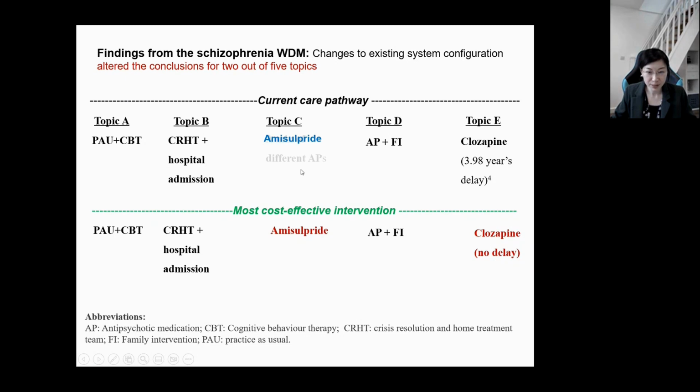Okay, so what I did then was to replace the current pathway for topic C with amisulpride. And then I reran my model for the rest of the topics. And what I found is that this change in topic C led to a change of conclusion for topic D. So for topic D, the most cost-effective intervention used to be antipsychotic plus family intervention. However, once I changed the intervention for topic C to amisulpride, the most cost-effective intervention for topic D became antipsychotic alone.